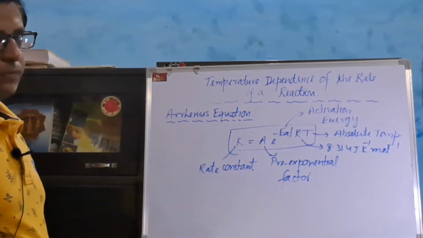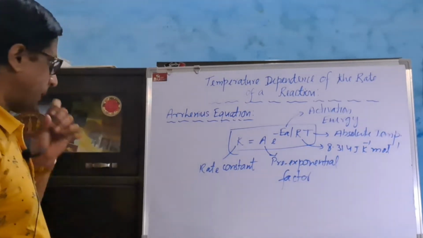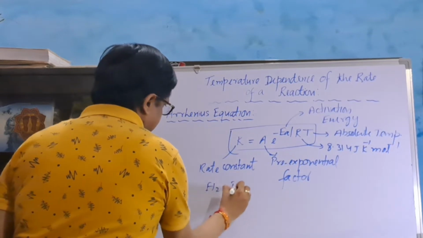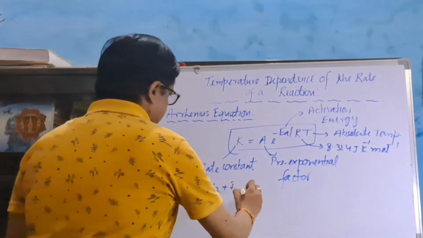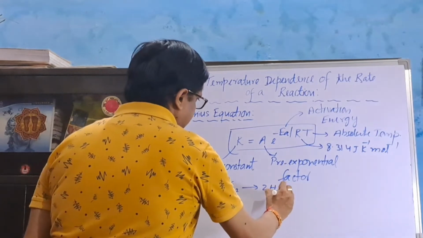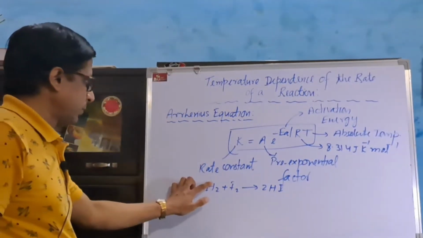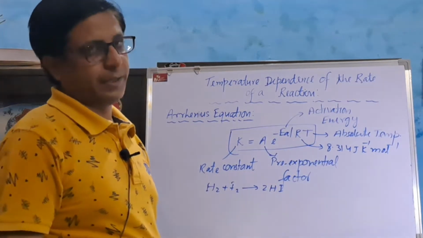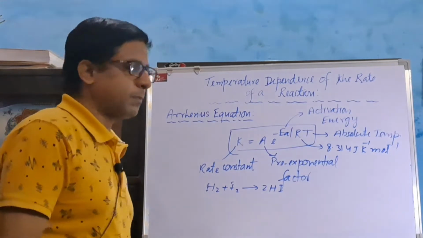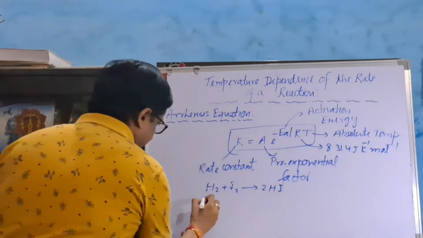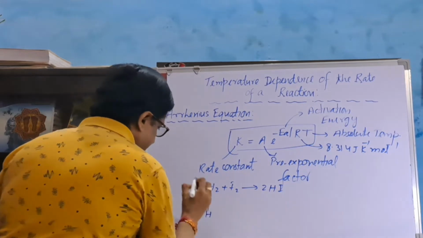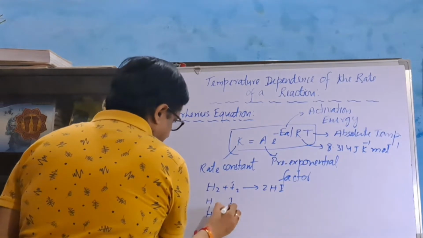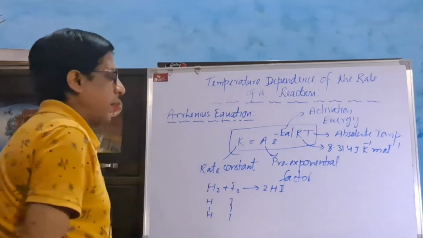Now let us take one example of formation of product. When hydrogen molecules collide with iodine molecules, the formation of hydrogen iodide takes place. This formation of product can be explained as: in the reactant there is a bond between two hydrogen atoms, and in iodine there is also a bond between two iodine atoms.